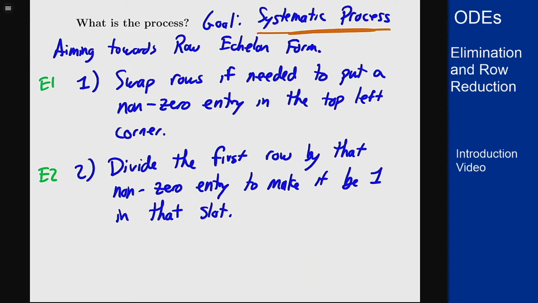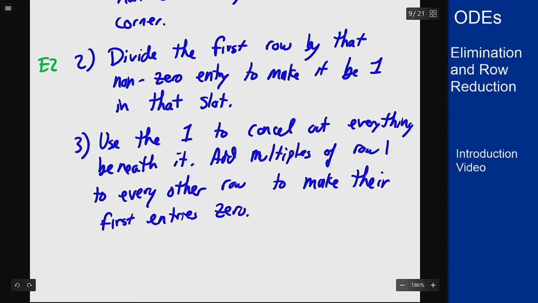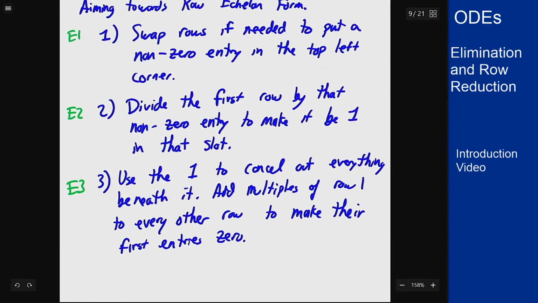Now that we have this 1, I want to use this 1 to cancel out everything beneath it. This means I want to add multiples of the first row to every other row to make all of their first entries 0. And that is operation E3, adding multiples of one row to other rows. Now we've done all of this. It'll make more sense in an example, we'll do one in a second. But the idea is now this first column is entirely set. It's a 1 at top, it's all zeros beneath it.